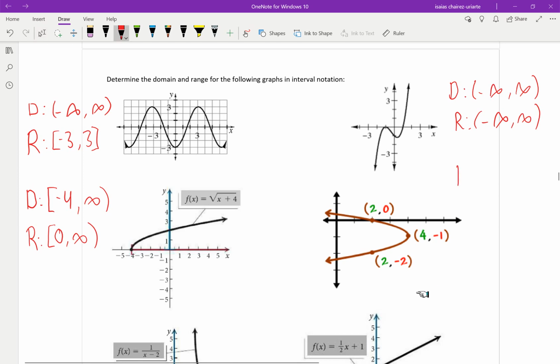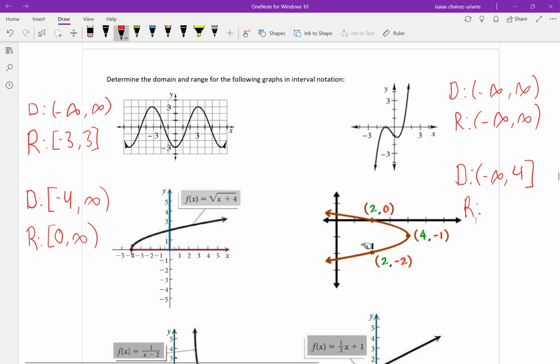So let's determine its domain. How far to the left? How far to the right? That's what we're thinking when we're dealing with domain. So how far to the left does this graph go? Well, according to these arrows, this graph keeps on going forever to the left. So I'm going to go ahead and say negative infinity to how far to the right does my graph go? My graph goes as far as 4 on the right. So 4. And it is included. It is part of the graph. It's a solid dot. So I'm going to use a bracket.